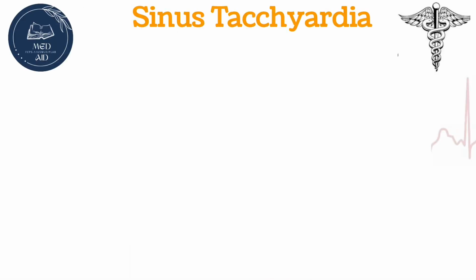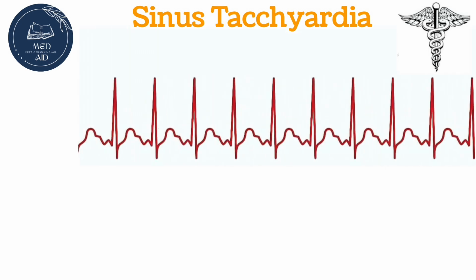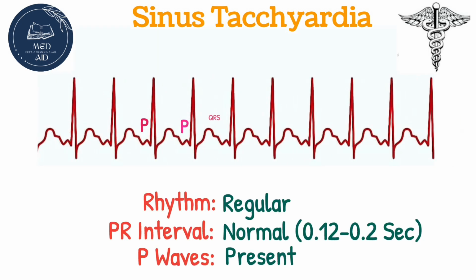This is the ECG of sinus tachycardia. Note that it has all the features of a normal ECG except that the rate is increased, which means the number of QRS complexes per second is greater.